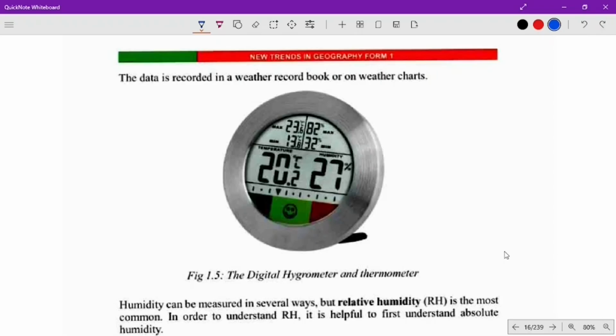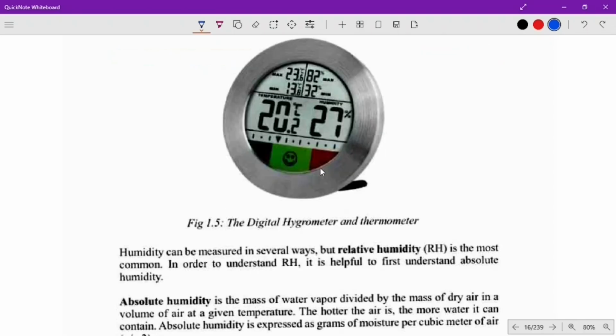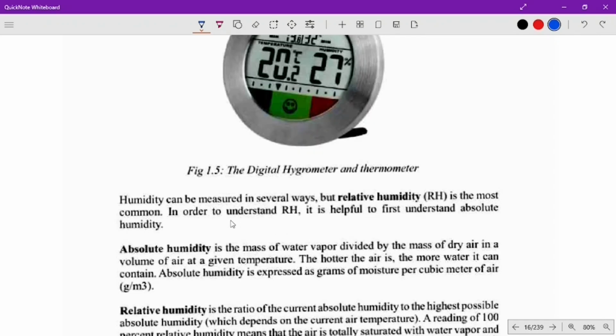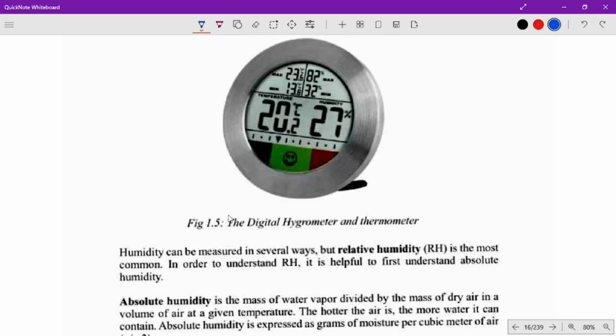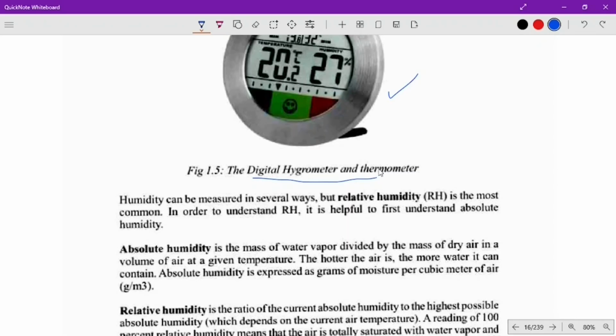Right, so we have looked at how it is recorded. Here is also a digital hygrometer and thermometer. A digital hygrometer and thermometer is simply a sophisticated machine that measures the humidity. So humidity can be measured using the wet and dry bulb. You can see here, here is our digital hygrometer and thermometer.